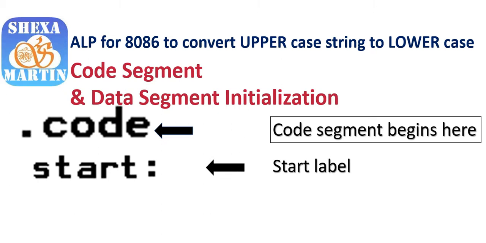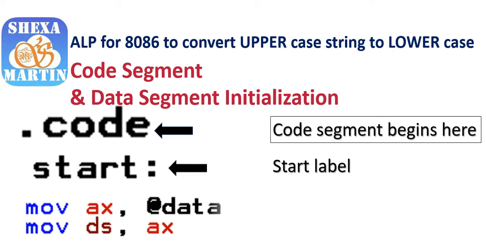So on segment definition, what we have done is we said dot code. That's the syntax. But if you want to give it a different name, that's when you use the assume directive. Here we say dot code, and when we define a label, we say start, and then we put a colon. After start, we write the following instruction.